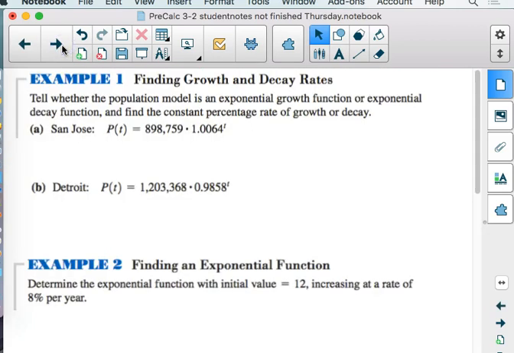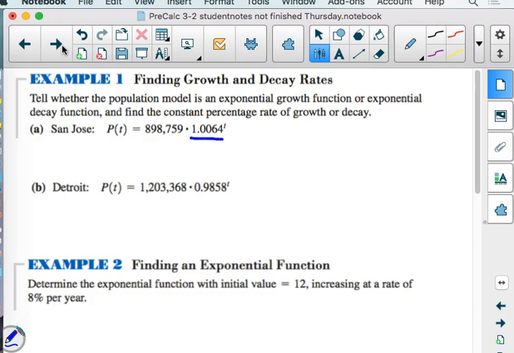So we're going to jump right into it here. We've had several pages of just jumping into it and going, and that's what we're going to do today. So example 1 says, let's find growth and decay rates. Tell whether the population model is exponential growth or exponential decay. Let's just stop right there. So take a look at this.